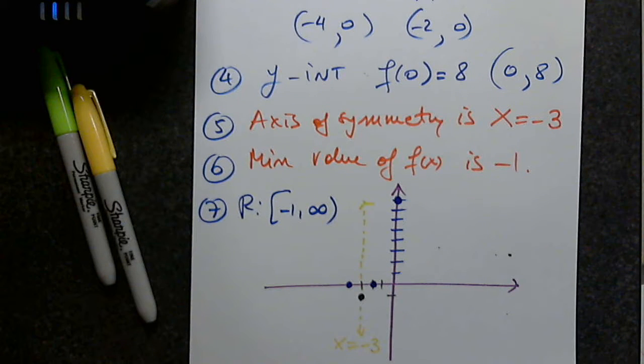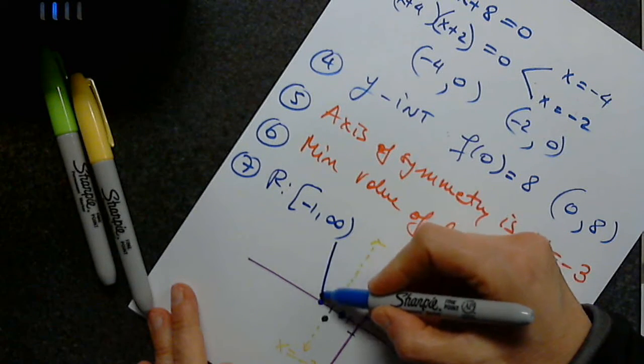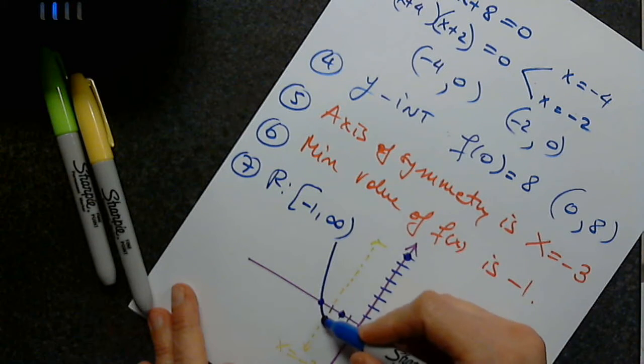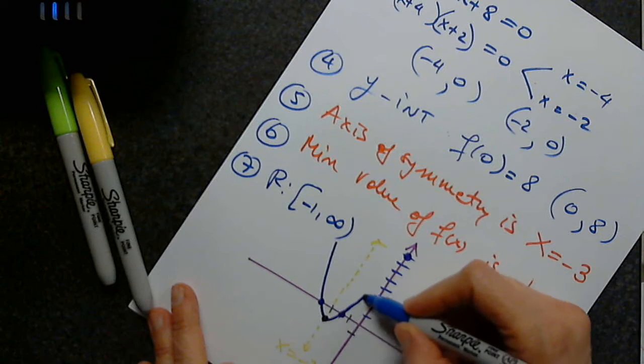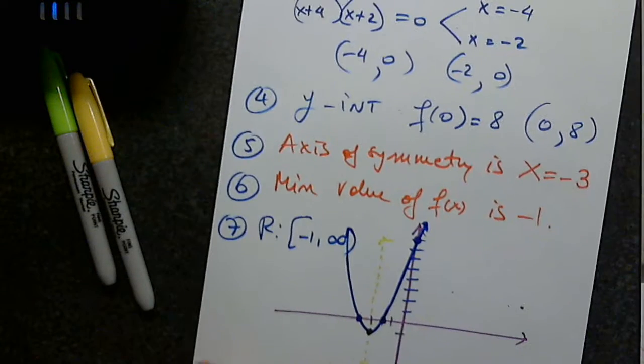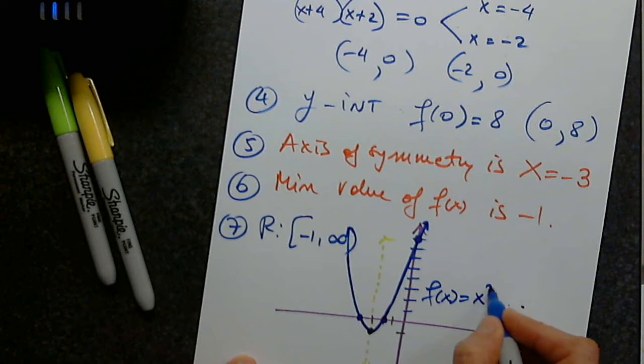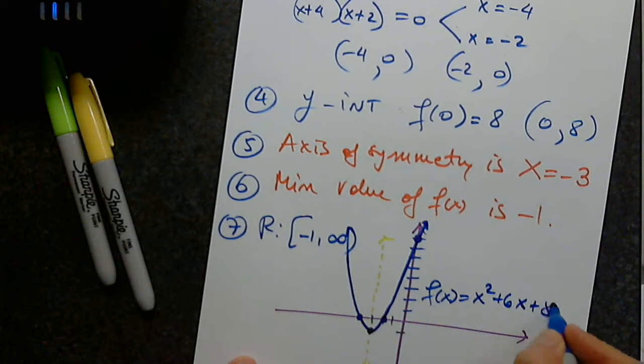When I graph the parabola, remember, we have to graph it as smooth as possible, not acute at the vertex. I'm not going to look at it with a magnifying glass, but we have to keep it in shape. So this is the graph of f of x equals x squared plus 6x plus 8.